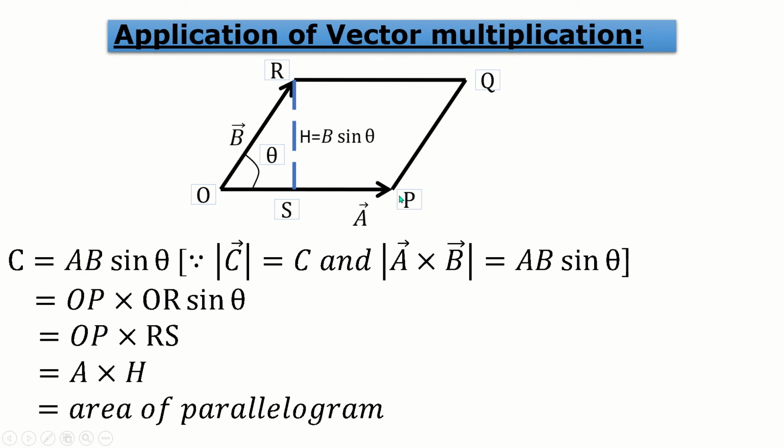Now A means the absolute value of A vector, which is OP, and B means the absolute value of B vector, which is OR, times sine theta. OR sine theta is RS. So OP is equal to A and RS is equal to H. That means the area of the parallelogram equals base times height. So this is the area of the parallelogram.